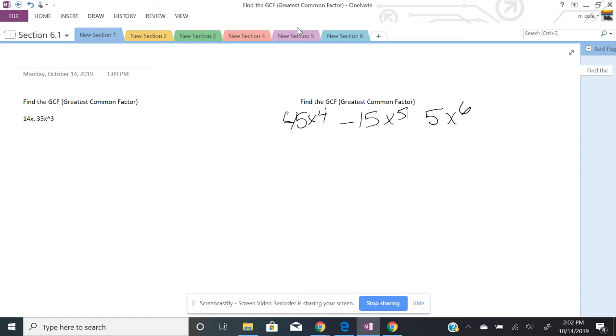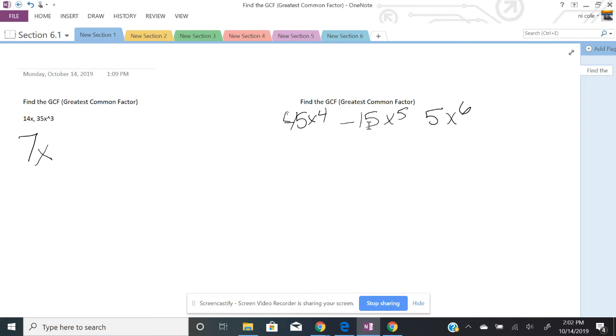Is there something larger that would go into both of them? Well, 14 does go into 14, but does 14 go into 35? If you enter it into a calculator, you would find no. So the largest number is 7. Now you have to look at the x's. You are looking for the x with the smallest degree, and so that is x. So the greatest common factor here would be 7x.